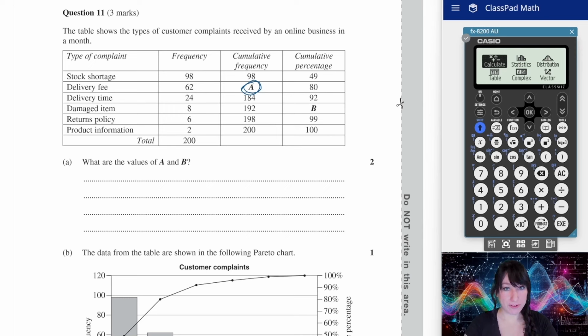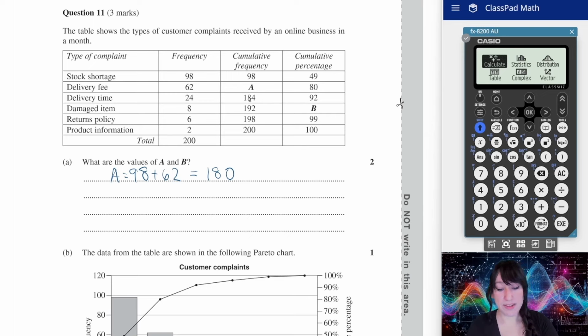Remember, with cumulative frequency, we are just adding up the running total as we go. So the first one starts at 98, and then in the second row, we'll add the 62 to get A. So A is 180. Now B is the cumulative percentage of damaged item.